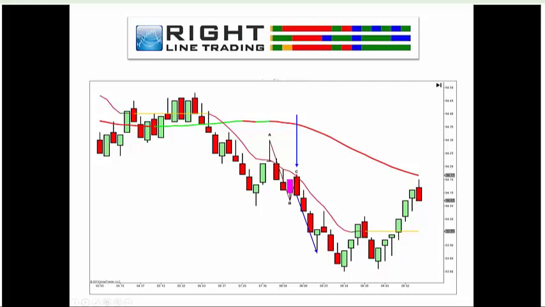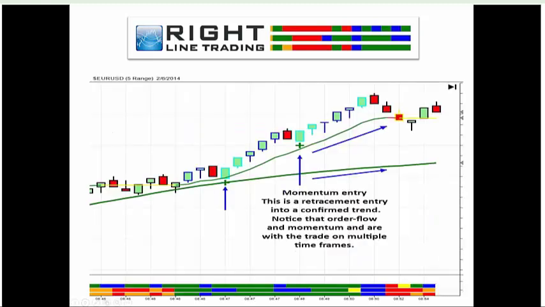Now, here's a momentum entry, but this is all a variation of the same theme. We get a break of the 15, a retracement back. The candle's outlined in light blue. We have order flow and momentum with us. We have a retracement in a confirmed trend. We're in one tick above the close of the candle.